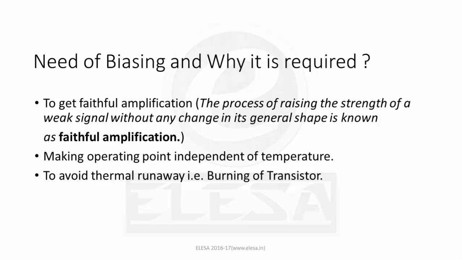In the second way, biasing refers to the application of DC voltages to set up the operating point in such a way that the output signal is undistorted throughout the whole operation. Underline the words whole operation because it is very important. The second need is making the operating point independent of temperature. And last is to avoid thermal runaway, because due to thermal runaway, the transistor may burn out. So this is the need of biasing.